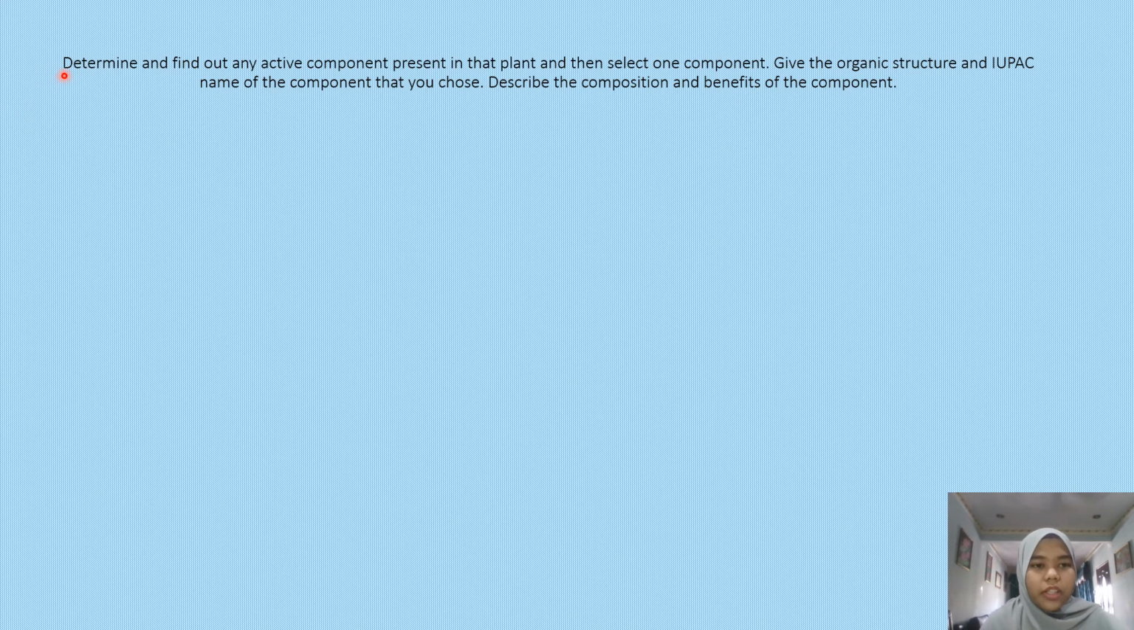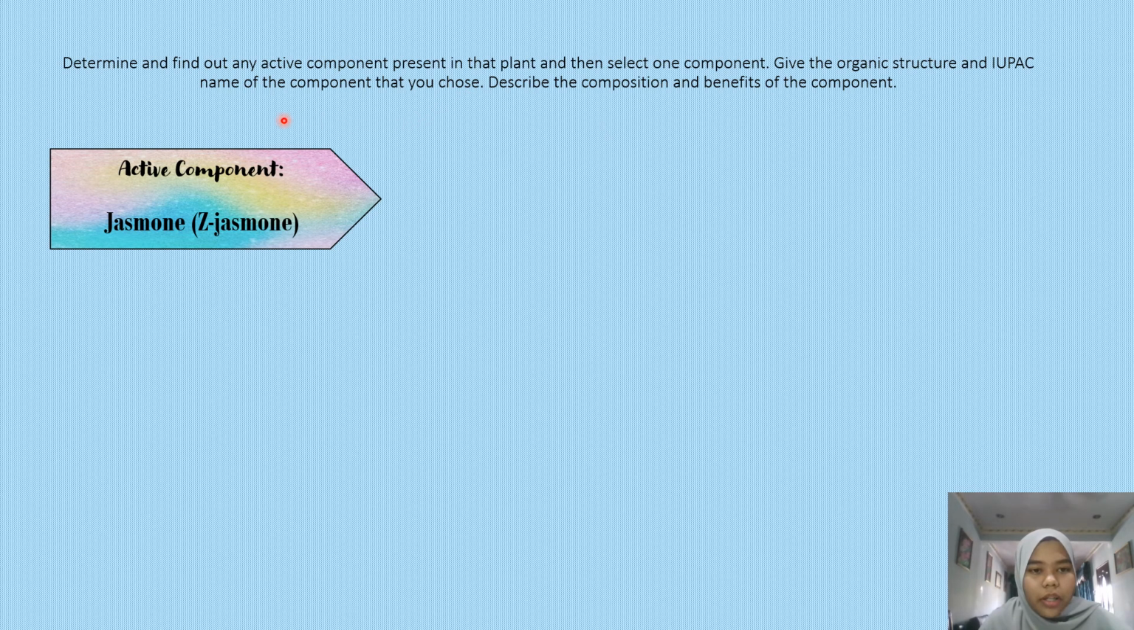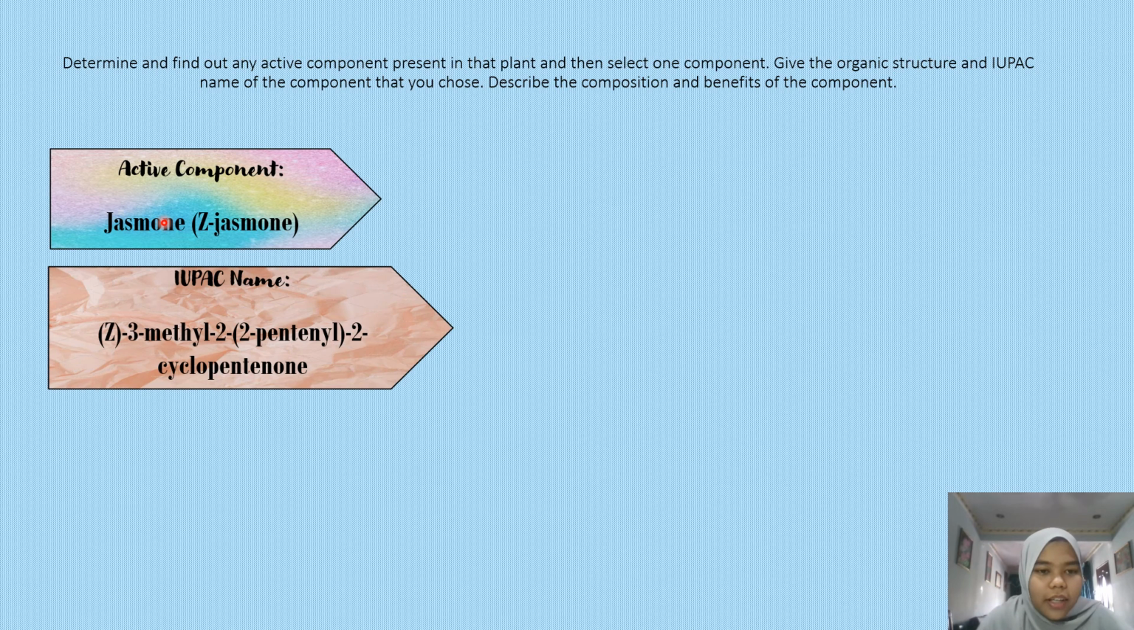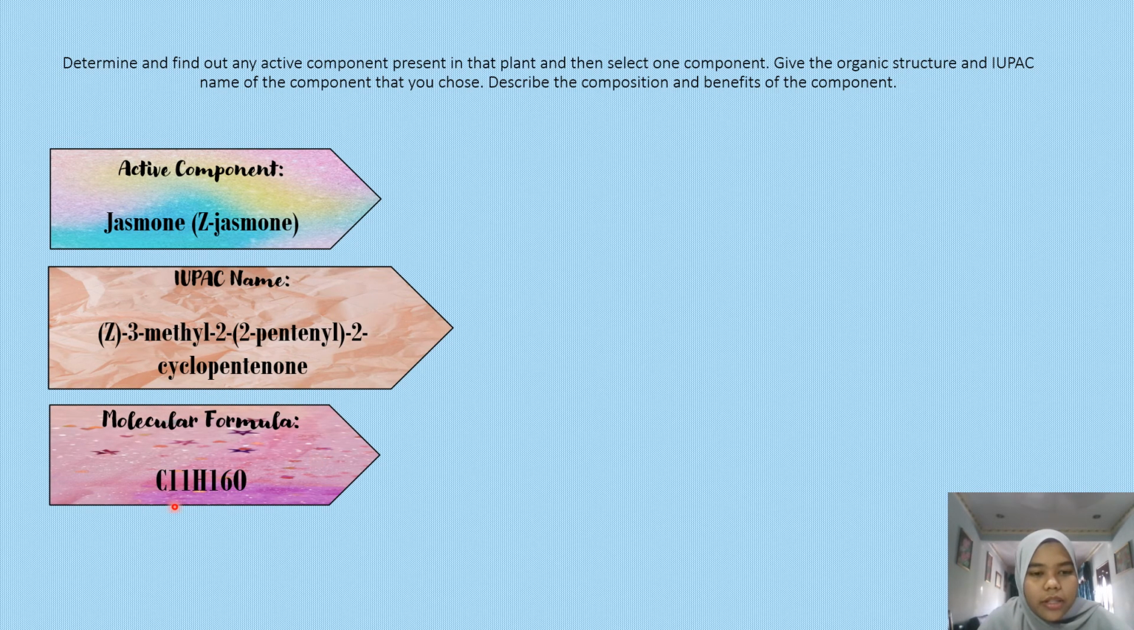So based on the question given, determine and find out any active component present in that plant and then select one component. Give the organic structure and IUPAC name of the component that you choose. Describe the composition and benefits of the component. First, the active component from jasmine plant is jasmone, also known as cis-jasmone. The IUPAC name of this component is 3-methyl-2-(2-pentenyl)-2-cyclopentenone. And the molecular formula is C11H16O.